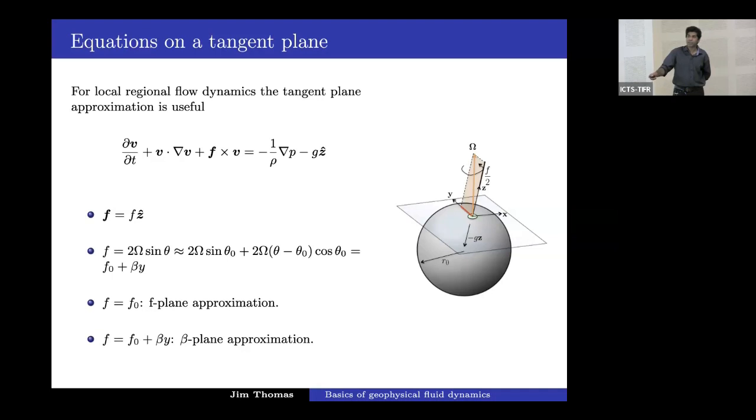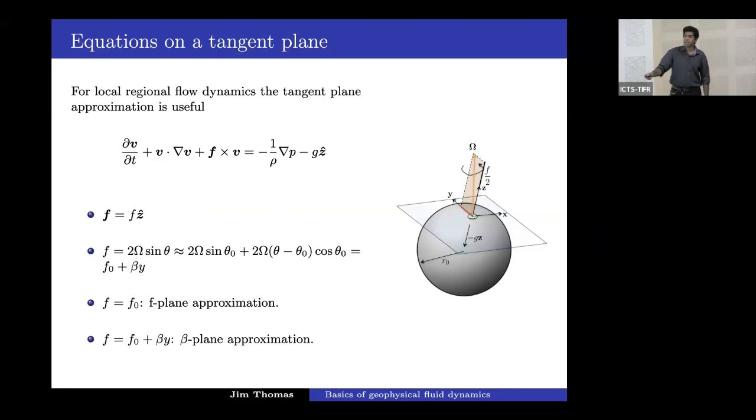So if you stop here, this is called the F-plane approximation. In the F-plane approximation, you treat the rotation rate as a constant that depends on the latitude. You could do better by saying, I want to capture dynamics in the neighborhood of this region. So you do a Taylor expansion of this expression about a latitude theta naught, capturing the constant and the leading order linear term.